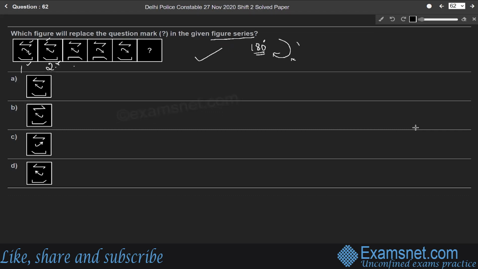Look at the third figure and fourth figure. The curved arrow in the fourth figure is also rotated by 180 degrees in clockwise direction with respect to its position in the third figure, while keeping the other shapes as they are, right? Look at the fifth figure. The sixth figure has to be where the curved arrow is rotated by 180 degrees in clockwise direction with respect to its position in the fifth figure, while keeping the other shapes as they are.